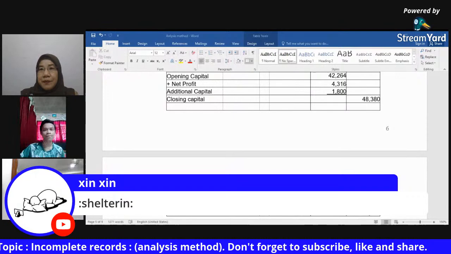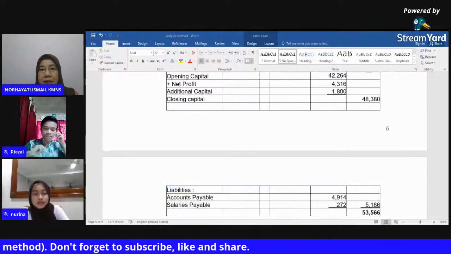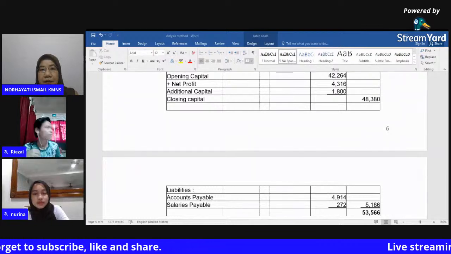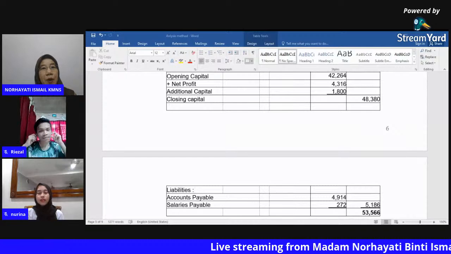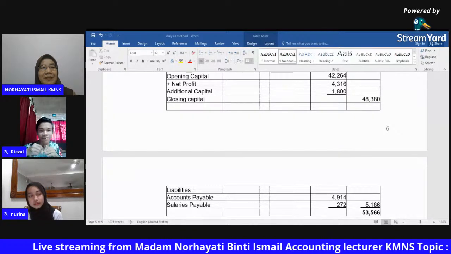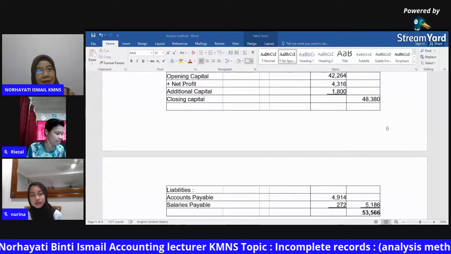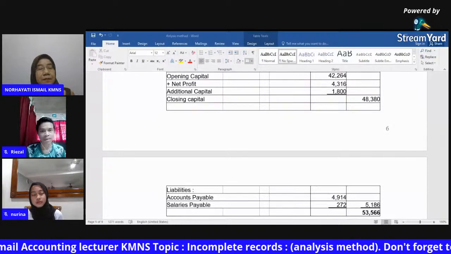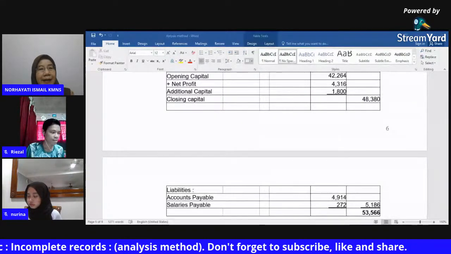So we finish already our topic for analysis method. Okay, now saya nak ask Rizal. Okay, Rizal. Apa yang given? Ada 4 item that I have mentioned just now. Ada 4 item dia akan bagi in the question. Apa 4 item tu? Rizal, number 1.